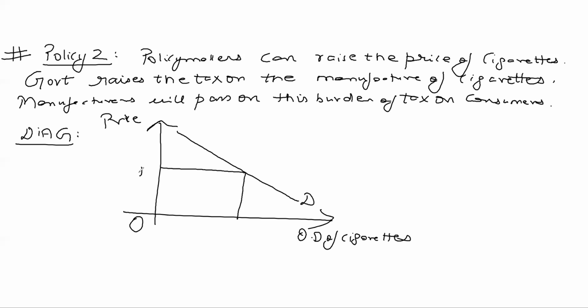And now what is happening? When the government raises the tax on manufacture of cigarettes, the manufacturers will pass on the burden of this tax to the consumers. As a result, the consumers will now be paying a higher price for cigarettes, which will reduce the quantity demanded of cigarettes. So I hope students have understood this case study regarding the various ways in which we can reduce the quantity of cigarettes smoked. One policy is to impose more taxes, which will cause contraction in demand for cigarettes.